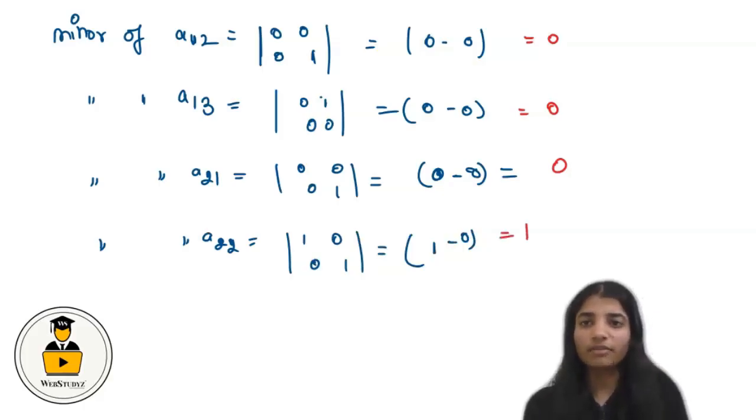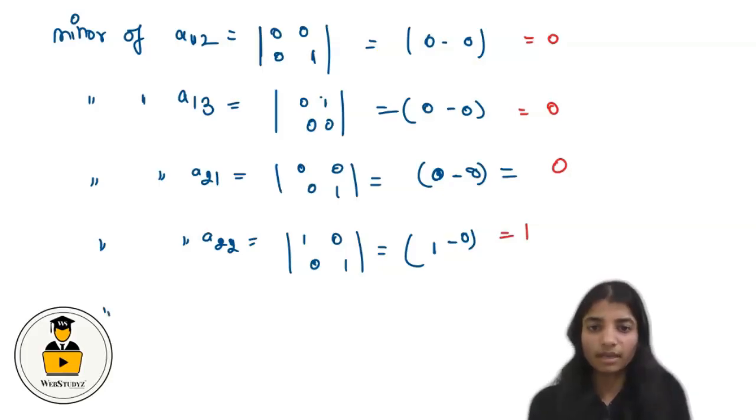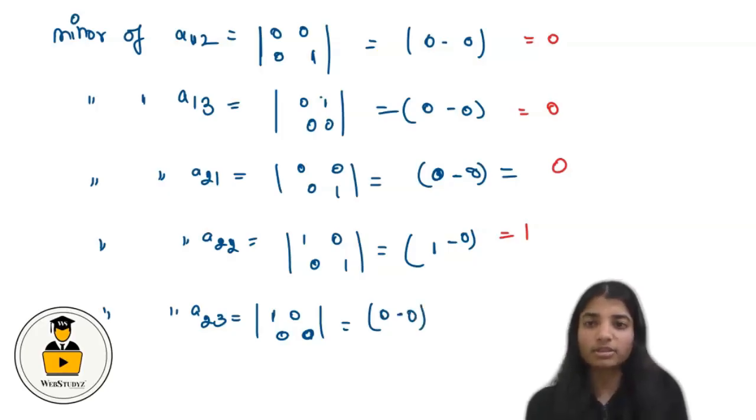Now in the same way, finding the minor of A23, cancel the row and column of the determinant in which the element A23 lies. Now write the remaining elements. The remaining elements are 1 0 0 0. Now find its determinant: 1 multiplied by 0 is 0, minus 0 multiplied by 0 is 0. So we can say that the minor of A23 is equal to 0.